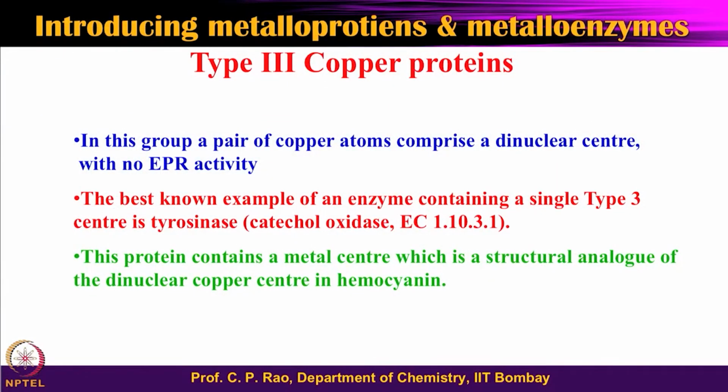Okay. Then type 3 copper proteins. These are not from one single copper ion, these are from 2 copper ions. It is called a dinuclear copper center, and there is no EPR activity. This is referred to as type 3, and it is found in a number of enzymes like tyrosinase, catechol oxidase, etc. This protein contains a metal center which is a structural analog of hemocyanin. In hemocyanin you found a di-copper center, and here also you will find a di-copper center.